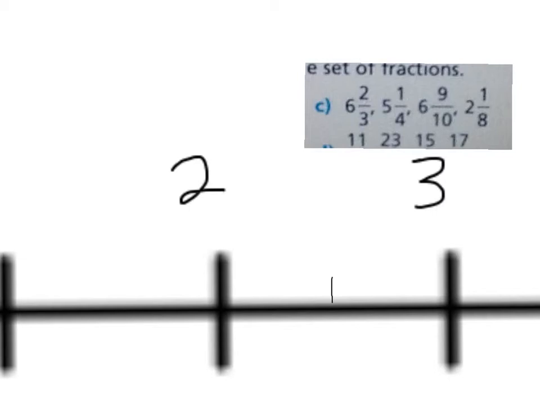A good way to do this is to start with the half, so I've split it up into 2 halves. Now I'm going to split each of my halves into quarters, and the quarters can be split up into eighths. So roughly now we have eighths marked on the number line. So 2 and 1/8 is going to be right there. That would be 1/8.